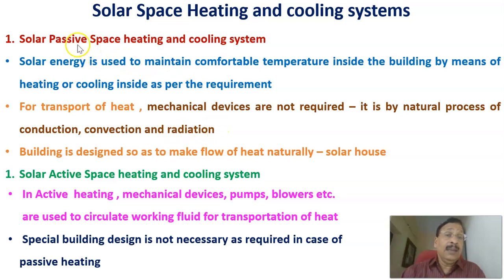That is, in passive space heating, no mechanical pumping mechanism is used. By means of natural processes, the heat is transferred to the space. That is called the solar passive space heating and cooling mechanism. The building is designed so as to make the heat flow naturally. That's called a solar house.